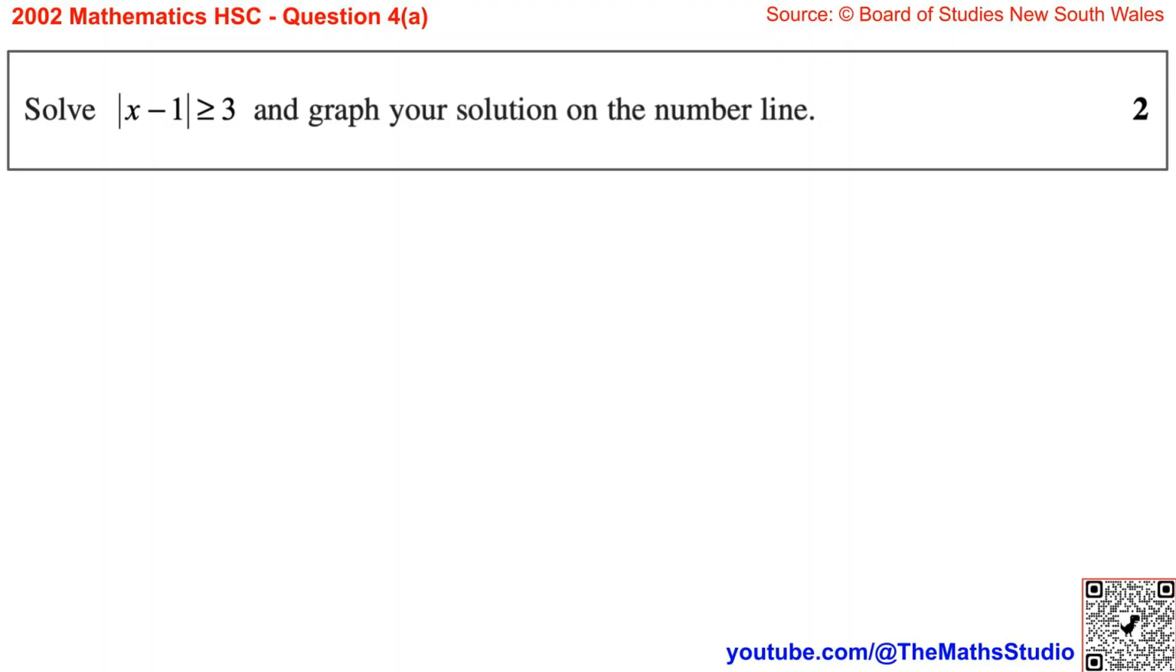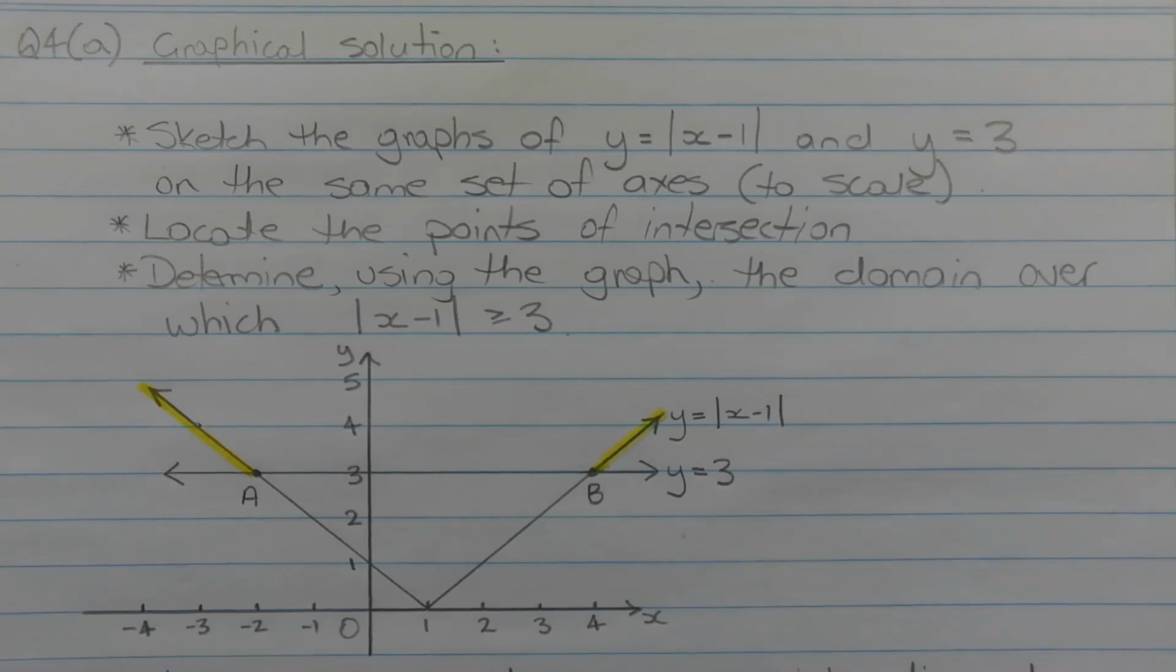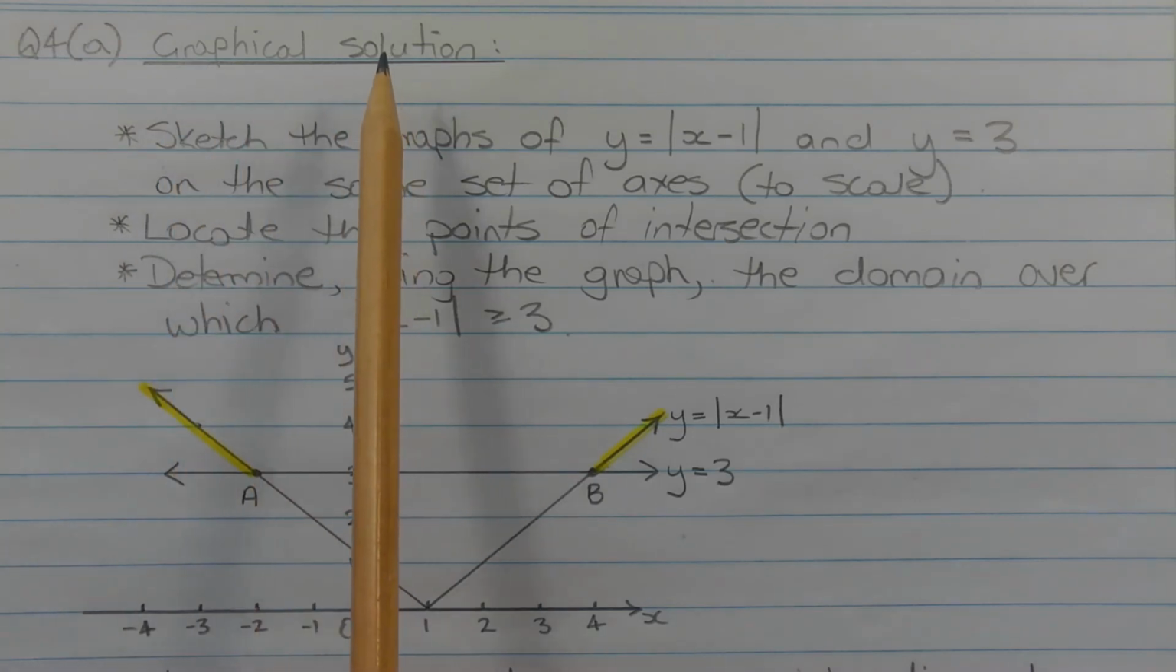Question 4, Part A. Solve the absolute value of x minus 1 greater than or equal to 3 and graph your solution on the number line. There are two methods we can use to solve these absolute value inequalities. The first method is the graphical solution.